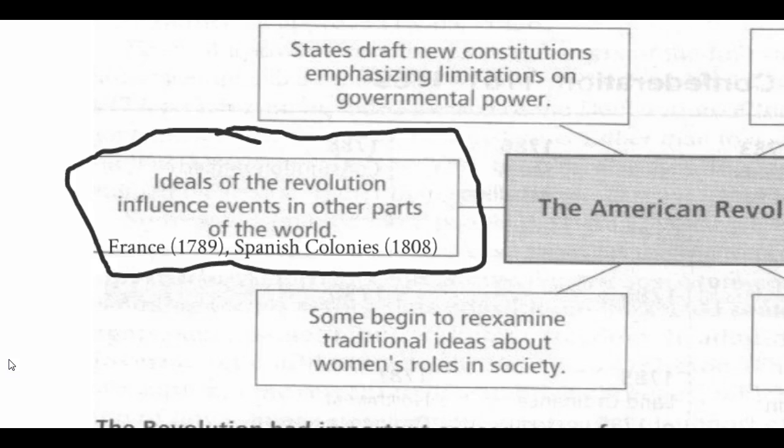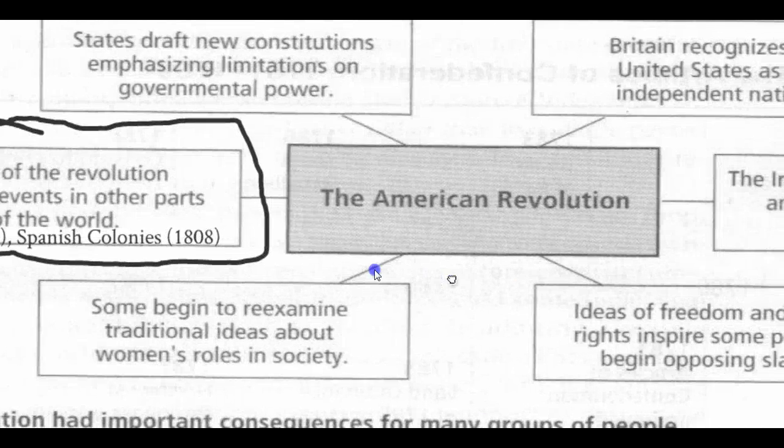The Spanish colonies are going to overthrow Spain in 1808, really between 1808 and 1821 in what was New Spain at the time. So our Revolutionary War and the ideals behind that war, which are enshrined in the Declaration of Independence, are going to have an effect elsewhere around the world.